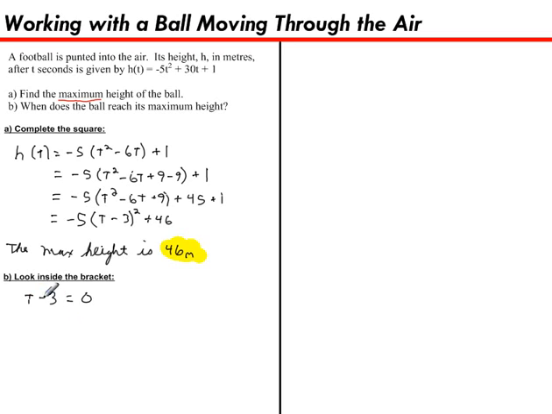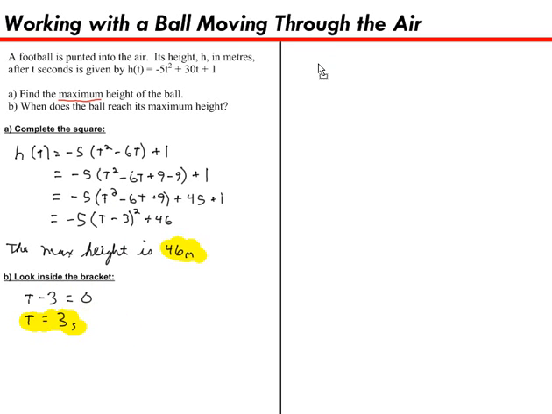And we're going to move the minus 3 over to the other side. So that means that t has to be 3. And our units are seconds. And that's the final answer for part B. So remember, the maximum height is reached whenever there's a 0 in the bracket. In this case, it was 3 seconds.